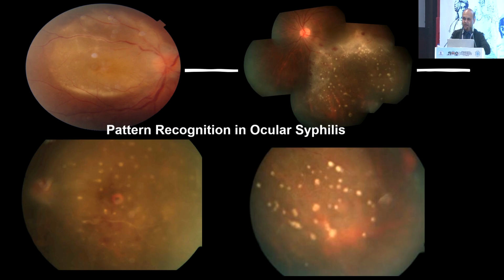Another common clinical pattern which we often discuss in uveitis circles is ocular syphilis. Now this is a disease which earlier we thought had gone away from our clinics but has now come back with a vengeance, and these are very classic patterns.